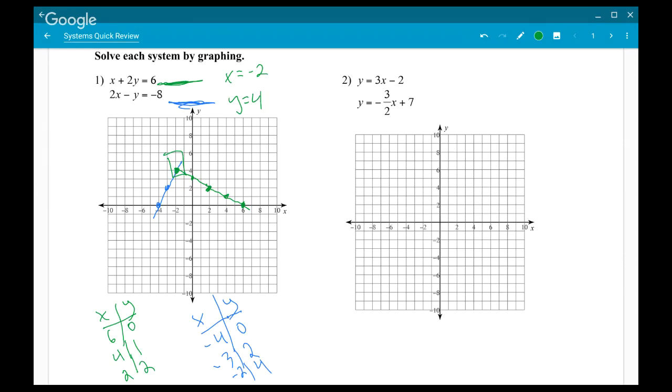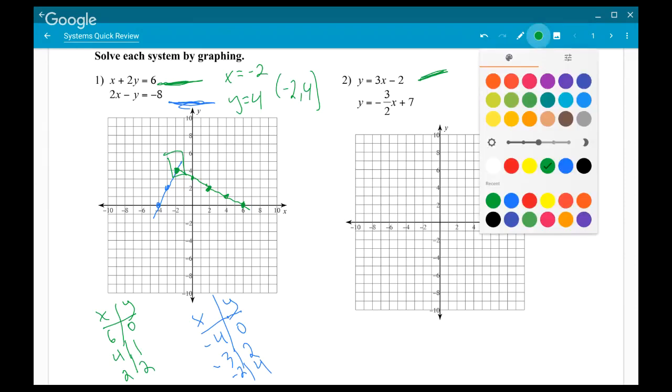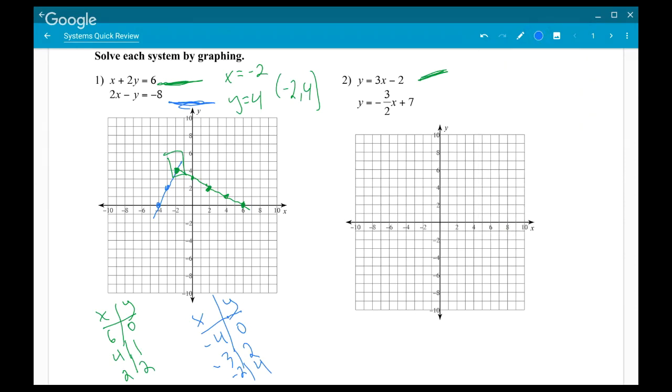You could also write that answer as an ordered pair of -2, comma 4. Both of those would work great. Okay. Second one should be even more straightforward because both of these are in slope-intercept form. Okay, so I suggest you continue those slopes as much as you can, really, until you figure out where they cross. Okay, so for the first one, the one I'm going to do in green, my y-intercept is -2, and my slope is 3, which I'm going to change to 3 over 1.